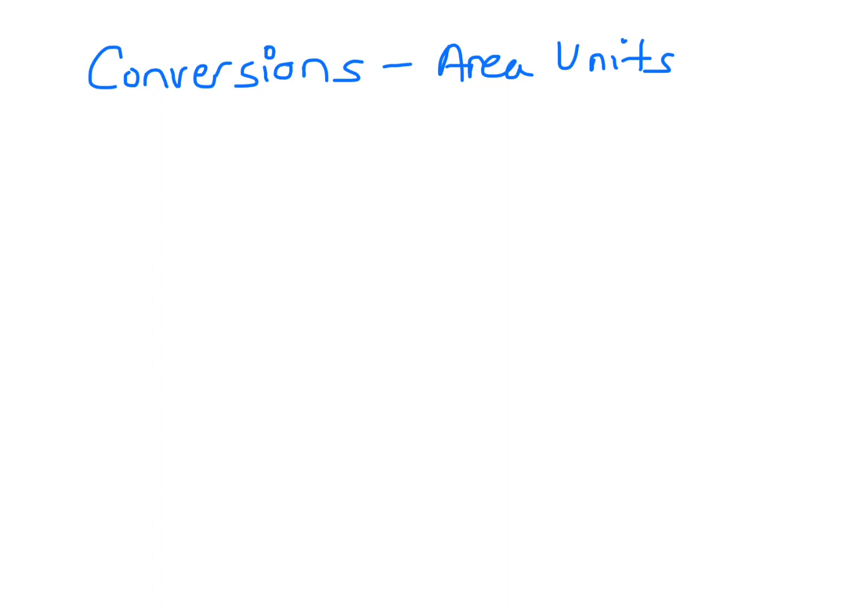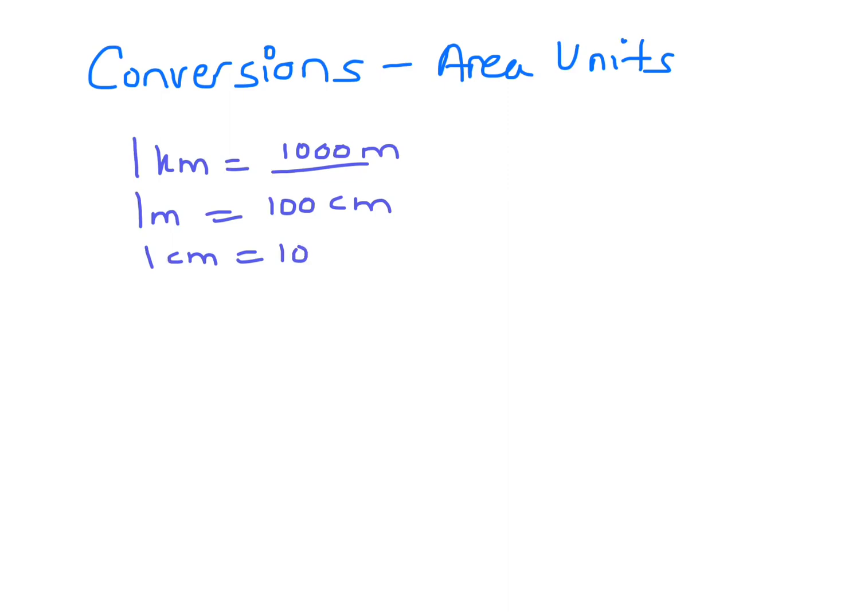Hey, I just want to look at converting area units. Now, if we go back just to our basic conversion of units, 1 kilometre is 1,000 metres, 1 metre is 100 centimetres, and 1 centimetre is 10 millimetres. So basically, if you're looking at area units, you're looking at square units.